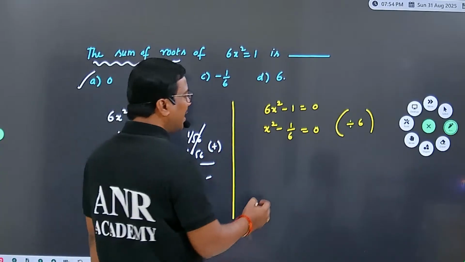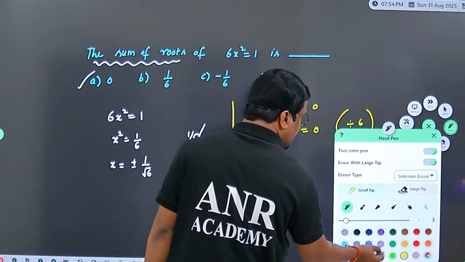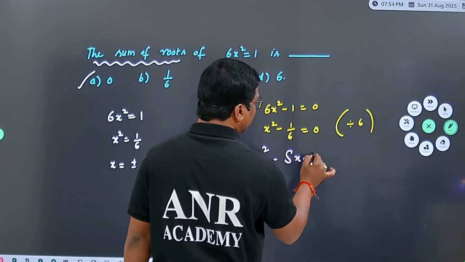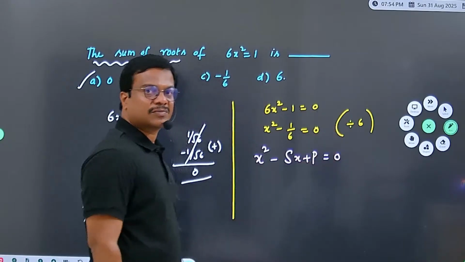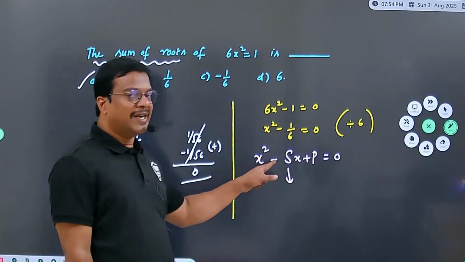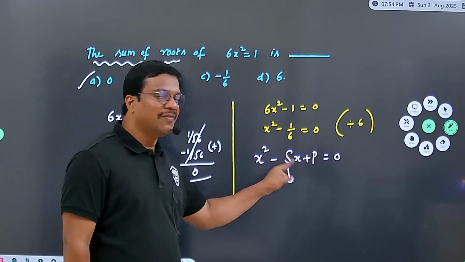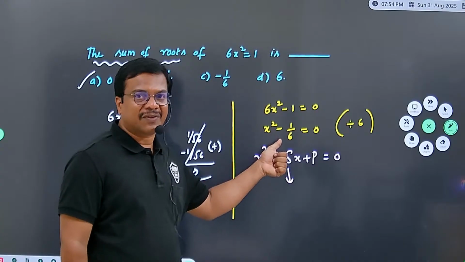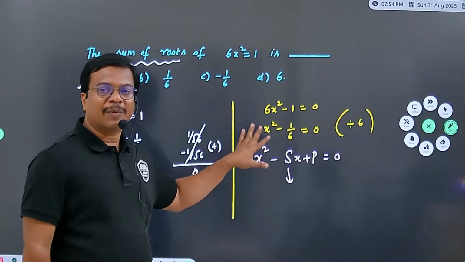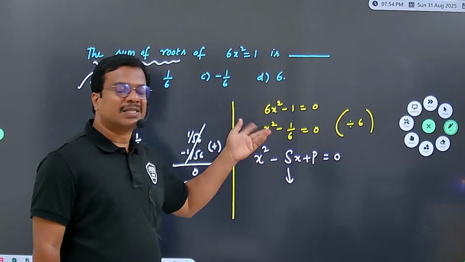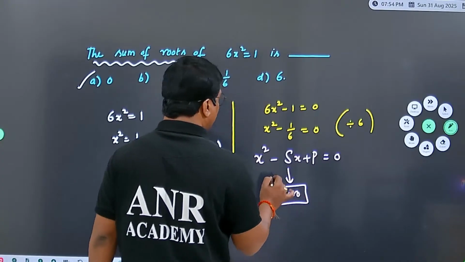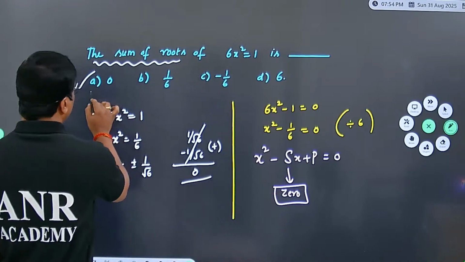Now compare with the generalized formula, that is x square minus sum of roots into x plus product of roots equal to 0. Sum of roots we can find with the help of the coefficient of x, but there is no coefficient of x. Since the coefficient of x is absent here, automatically the sum of the roots is 0. That is, the sum of roots is clearly 0. And hence option A is clearly the right one.